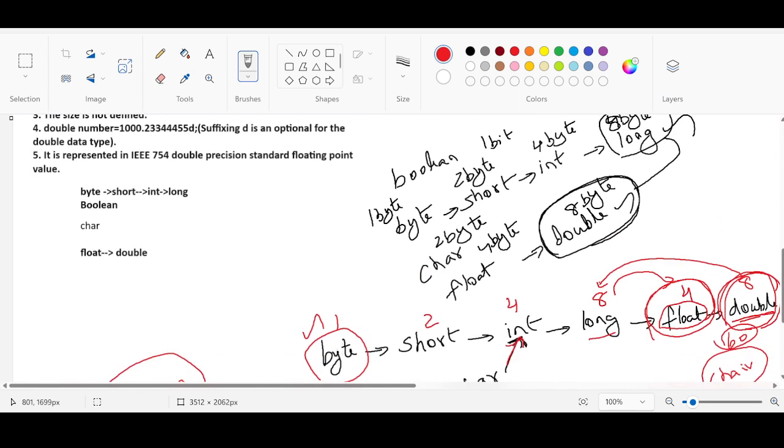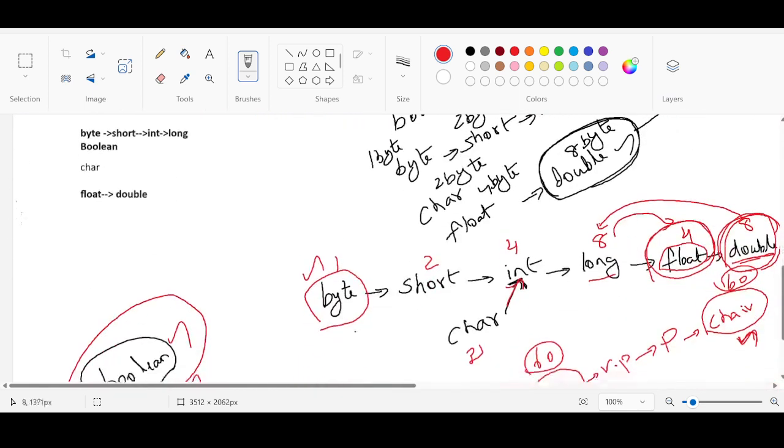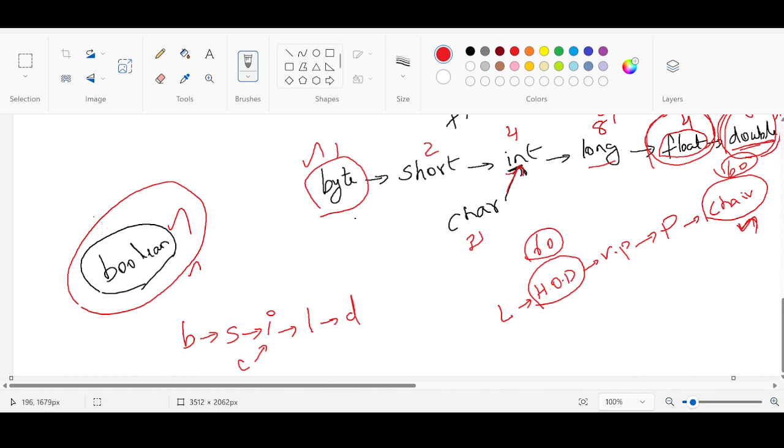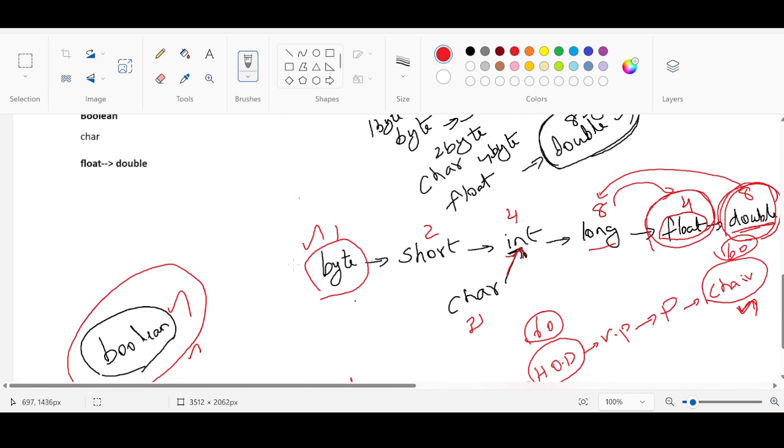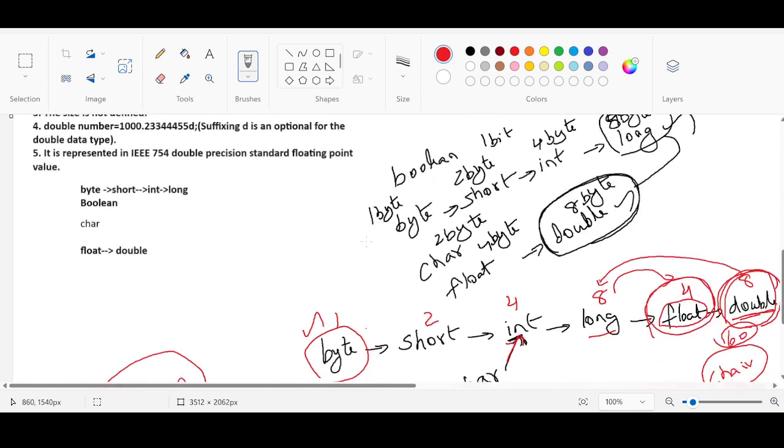So now you can answer, I think. The smallest data type is Boolean with respect to size. The largest data types are long and double with respect to size. But when you talk about the promotion, the smallest value is byte and the largest value is double. As simple as that. This is the promotion chart.